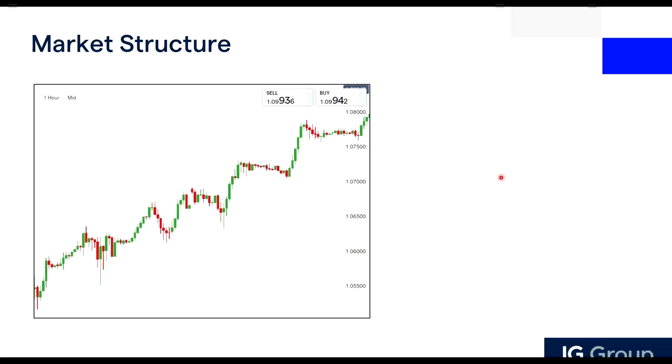Okay, so other than just looking at some common candlestick patterns, if we take a step back, these are actually the candlesticks, but if you look at a bigger perspective, what we are seeing here is trying to see the market structure in a bigger picture.